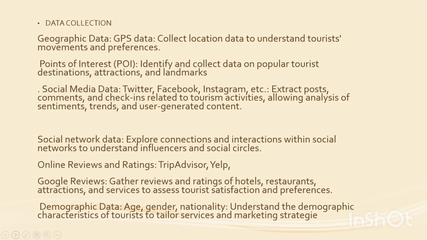Points of interest: identify and collect data on popular tourist destinations, attractions and landmarks. Social media data: Twitter, Facebook, Instagram. We can see many posts and reels related to that, where many people travel to different places according to their interest. Social network data: it explores the connections and interactions within social networks to understand influences and social circles. Online reviews and ratings: TripAdvisor, Yelp, Google reviews, gathering reviews and ratings of hotels, restaurants, attractions and services to assess tourist satisfaction and preferences.